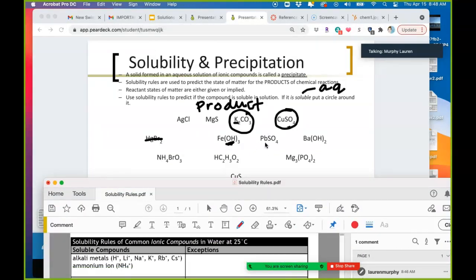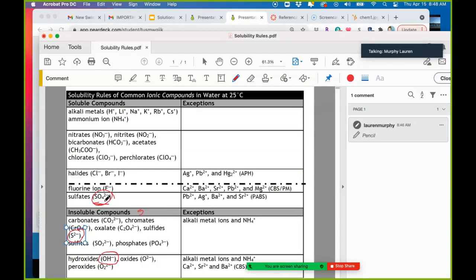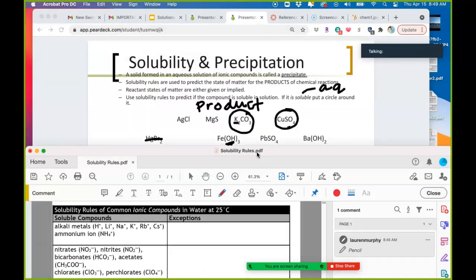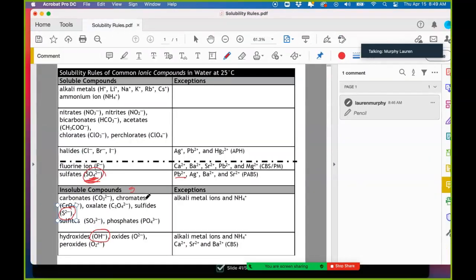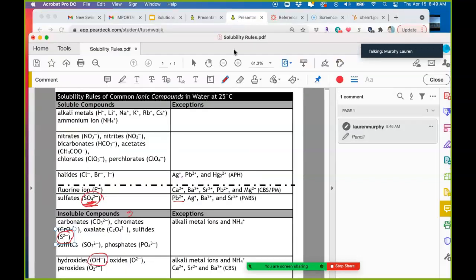Okay. Lead 2 sulfate. So let's find my sulfates. Here they are again. They are generally soluble, but not when they're with lead. So this is a solid. I'm not going to circle it. Okay. Barium hydroxide. So here's my hydroxides. They are not soluble generally. But barium is an exception. So that will be soluble. So I'm going to circle it.